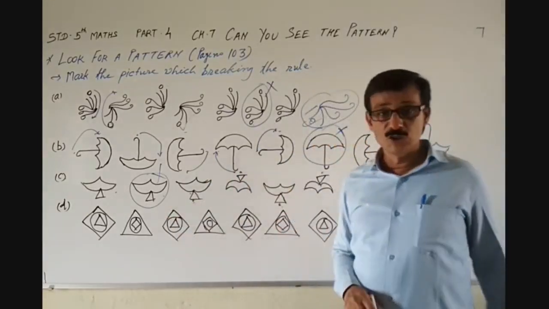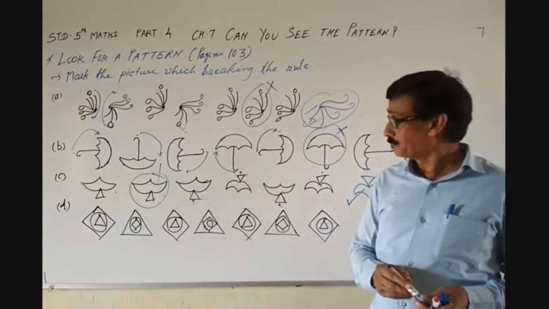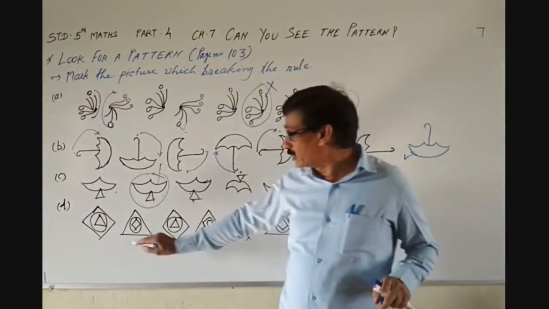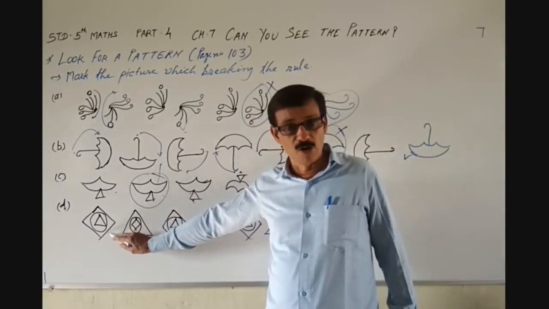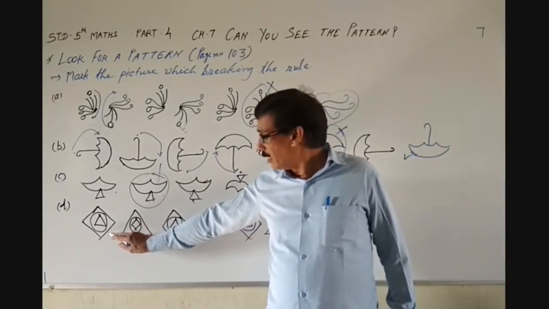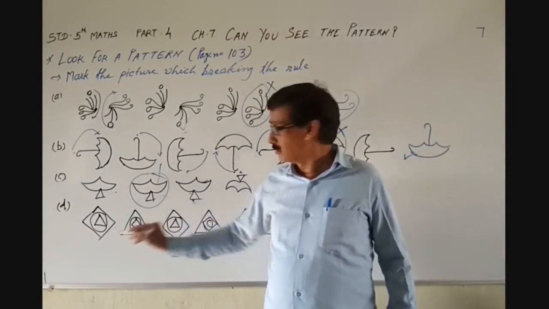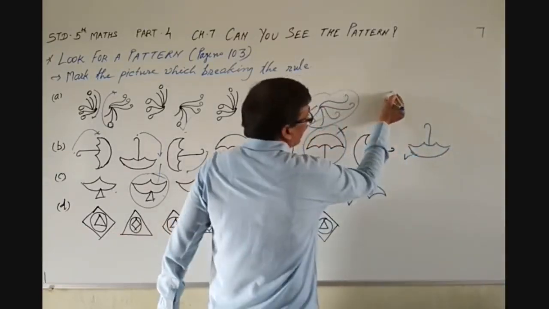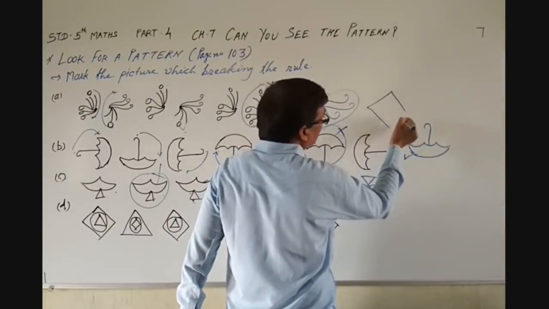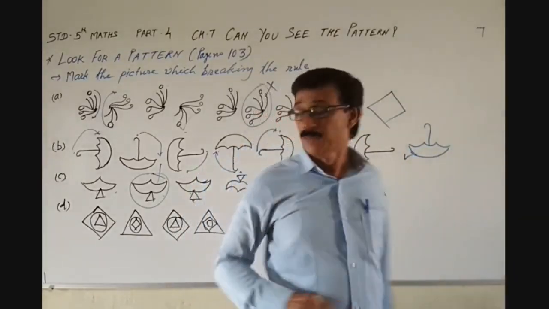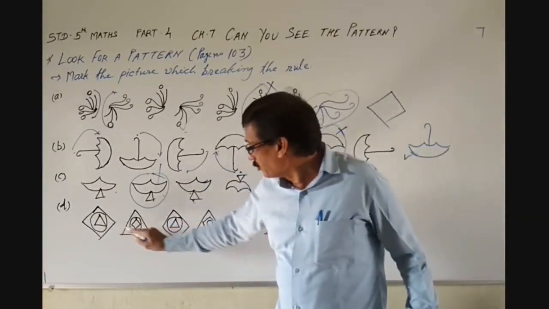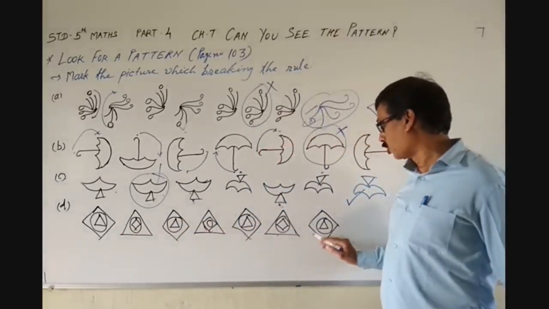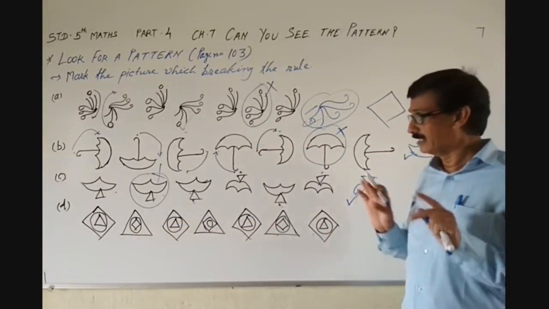Now let's see the last one. First of all, look at the figure which is outside. Here we can say square or rhombus type. Actually, this is a rhombus. If it is drawn something like this, then we can say this is a rhombus. So, rhombus, triangle, rhombus, triangle, rhombus, triangle, rhombus. That is okay.